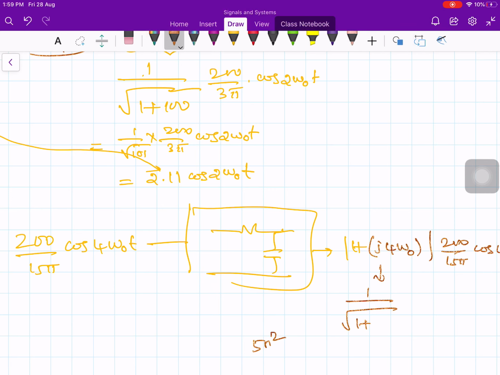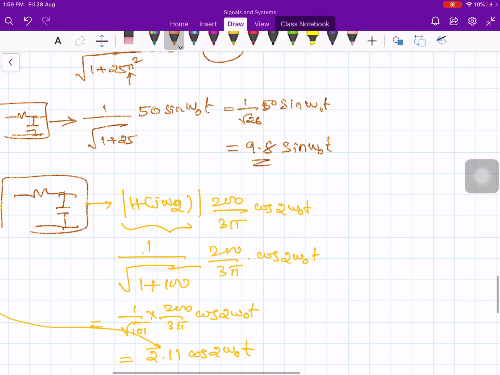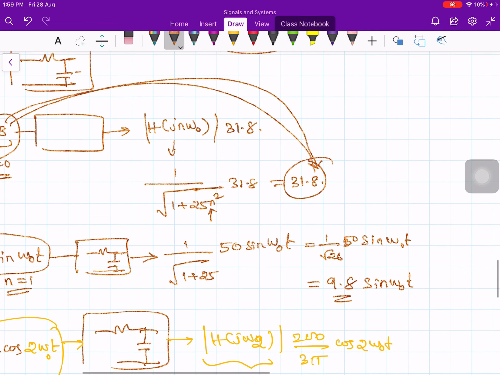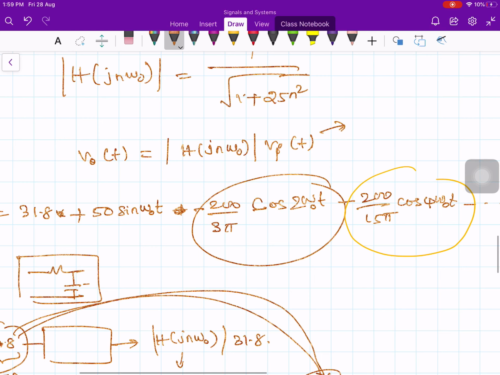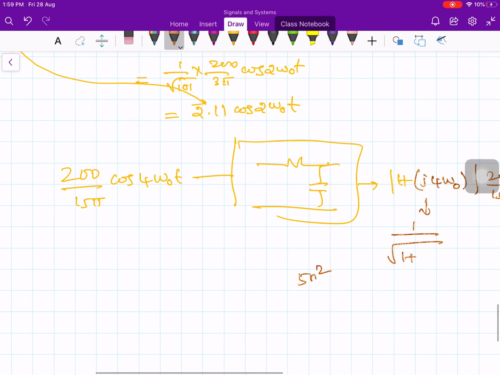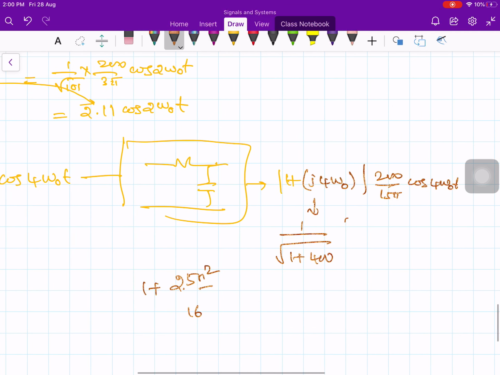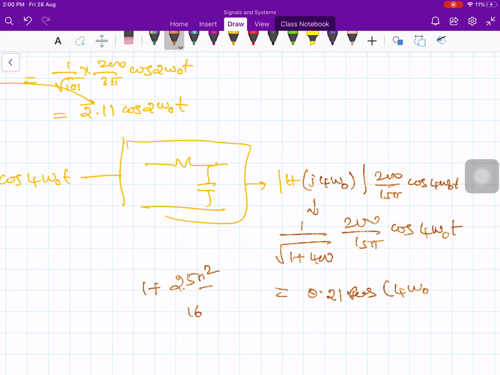So 5n square, then, where is the function? This is 25n square, I'm sorry, 1 plus 25n square. Now n is 4, so 4 times 4 is 16, times 25 is 400. So 400 times 200 by 15 pi cos of 4 omega naught t. If we simplify this, it is going to be 0.21 volt times cos of 4 omega naught t.